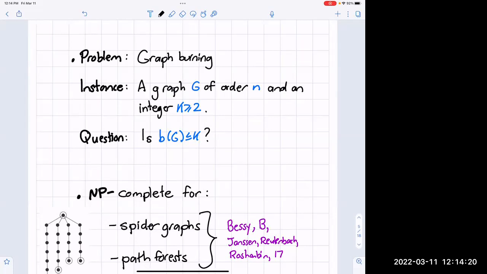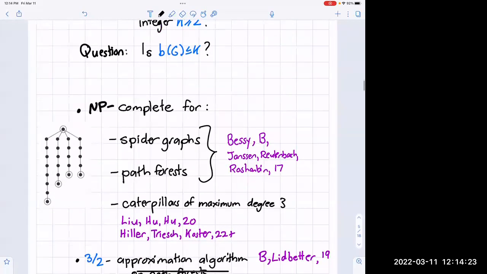Interestingly, if you look at very specific kinds of trees, like spider graphs, which are trees with exactly one vertex of degree at least 3, you have paths of various lengths attached to a root vertex. What I said is not quite correct; it also includes paths themselves. So you attach paths to a given vertex, you get a spider, and the problem is NP-complete for that. I have an instance of a spider here, and there is an optimal burning sequence.